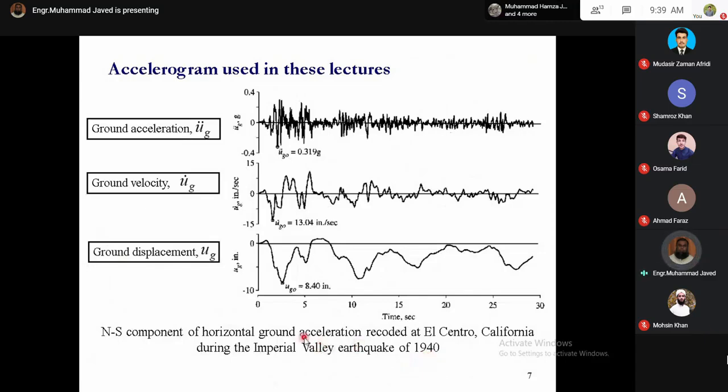In 1940 an earthquake occurred at Imperial Valley, which was recorded at El Centro, and that ground motion record will be used in these lectures and in most of the books on earthquake engineering. One of the reasons for using this record is that this record has waves with different frequencies.